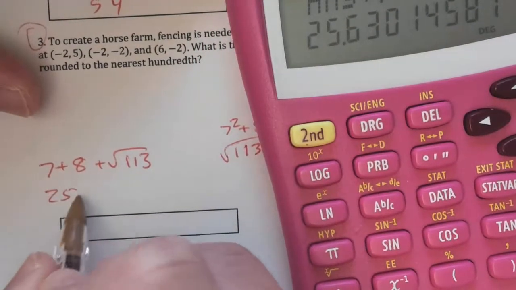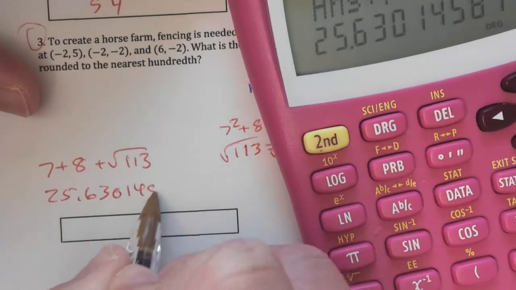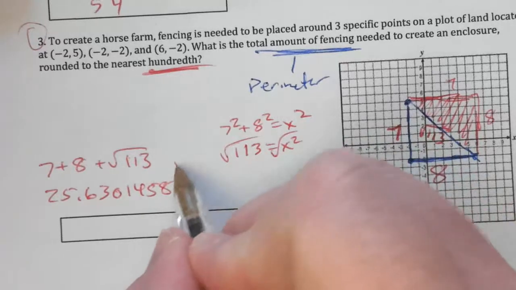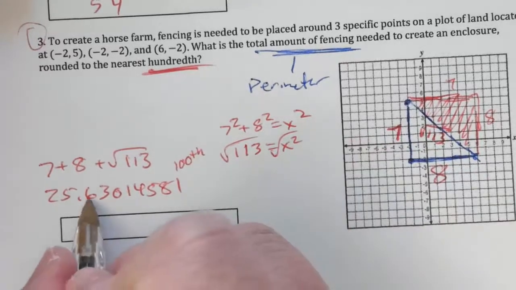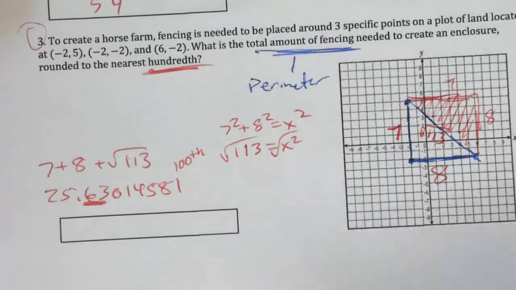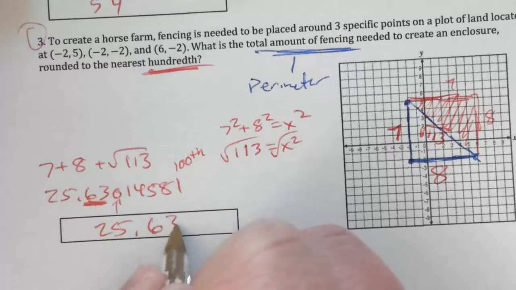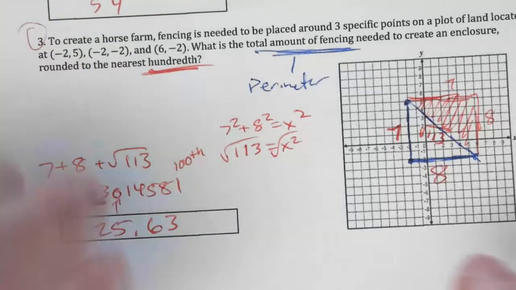25.63014581. All right, and they said to round to the nearest hundredth. How many zeros does 100 have? It has 2. So the question is, are we staying at 63 or are we going up to 64? The number after it was a 0. That did not make it over the hill. So 25.63 is our final answer. Nice. All right. Okay, number 3.